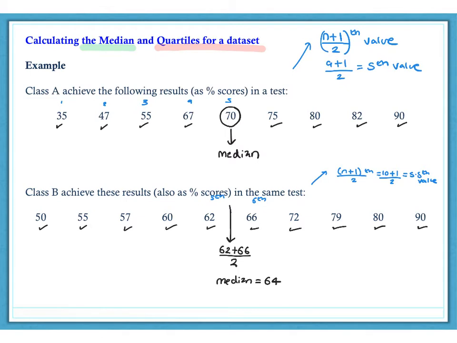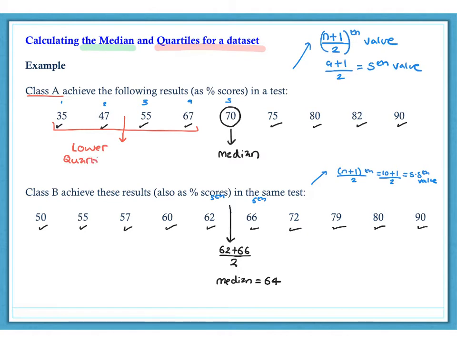Now, let's think about quartiles and what that means. Let's go back to Class A first of all, and we can see that the median splits the data set into 2 halves. We then take the median out of the discussion, so we're no longer including the median value in either the lower half of the data or the upper half of the data. What we're going to do is take this lower half of the data and we're going to find the middle value. Now there are only 4 items of data, so the middle is going to be here, and it's halfway between 47 and 55.